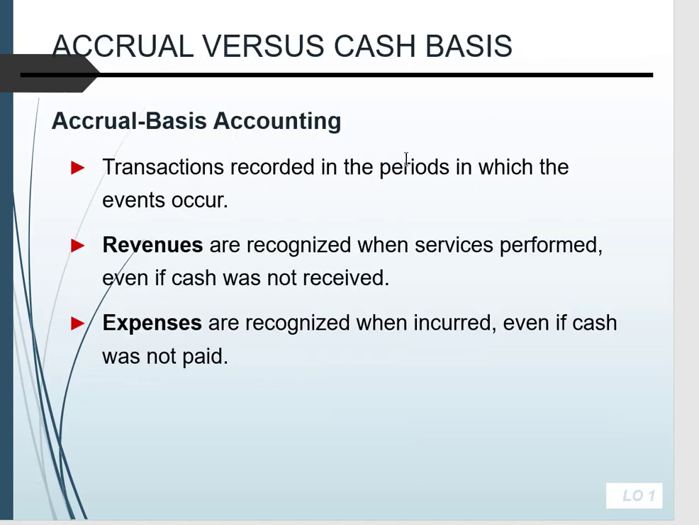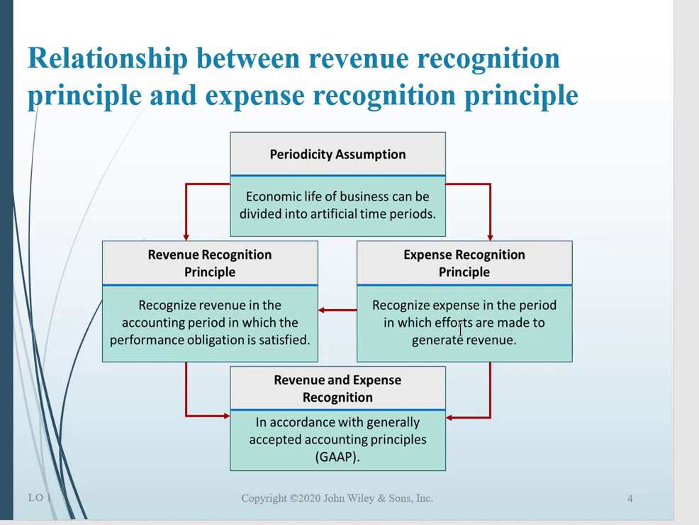So with accrual-based accounting, we have transactions recorded in periods where the events have occurred, but maybe cash has not traded yet. So we could have revenues: we did the service, but we haven't received cash. For expenses, we actually used something, but we haven't paid cash yet. We need to bring those two concepts together and reconcile them at the end of the period.